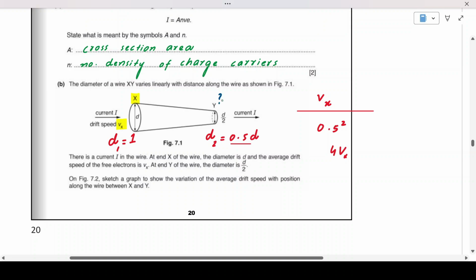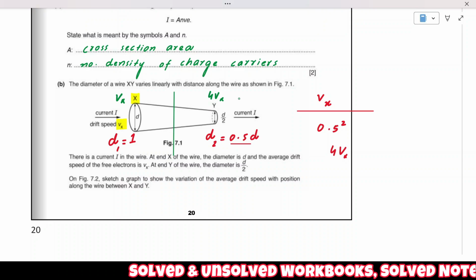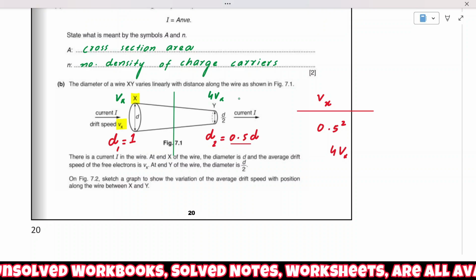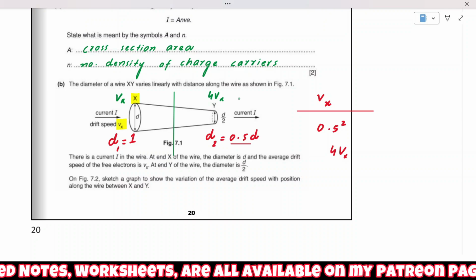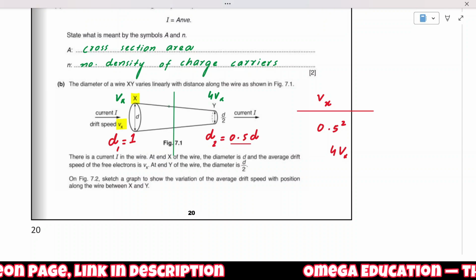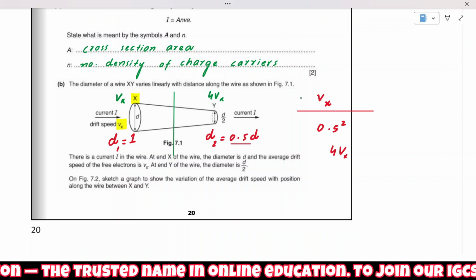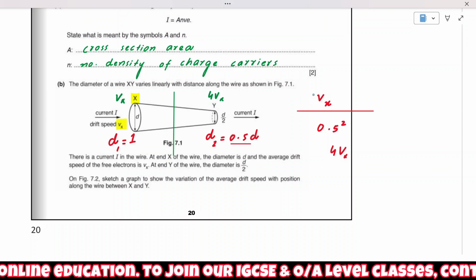So far what we know is the drift speed at the point x was Vx. The drift speed at the point y was 4 times Vx. What would be the drift speed exactly in the middle of the wire? It would not be 2Vx first of all, because they are not directly or inversely related, they are related by a factor of square. So in that case, you cannot simply find the average of Vx and 4Vx, which would be 2Vx. No. They are related by an expression which includes the square of a quantity.